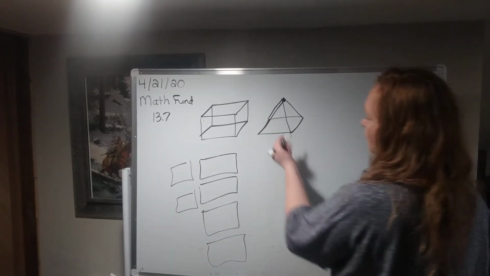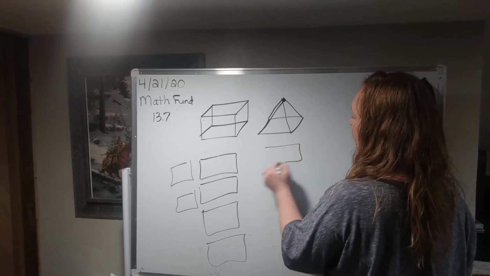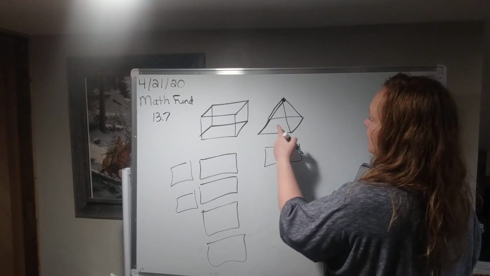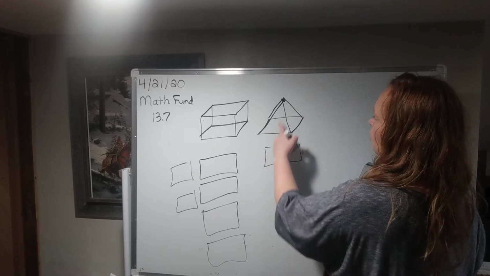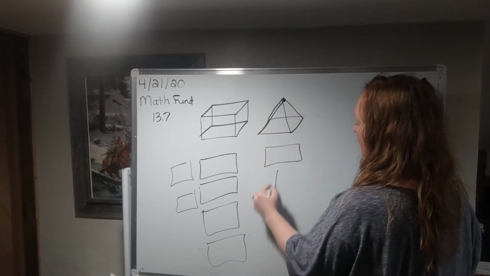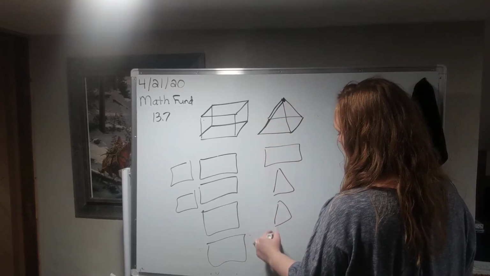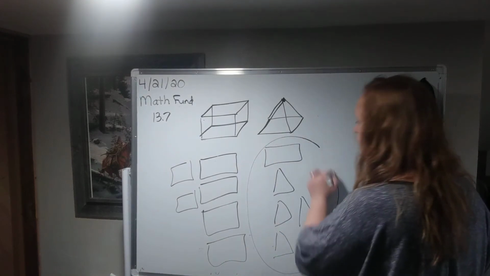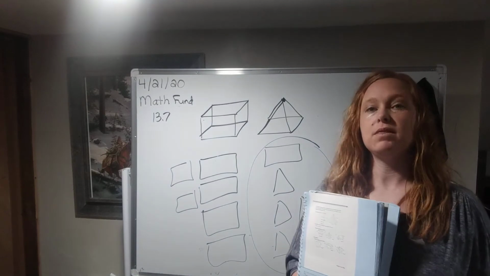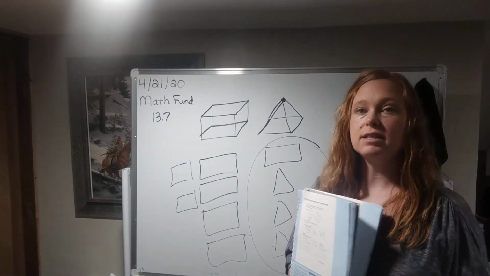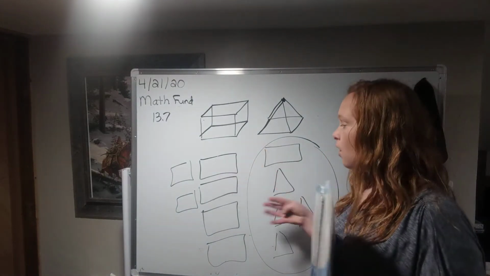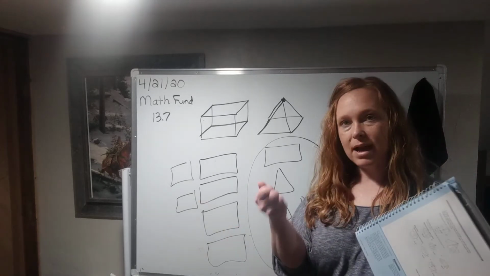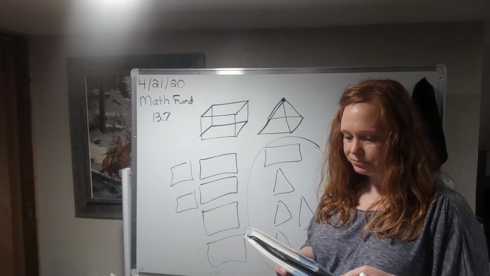Okay? If I wanted to find the surface area of this one, well, I had a rectangle for the bottom. And then how many triangles do I have? 1, 2, 3, 4. I have 4 triangles. And I would need to find the area of those 4 triangles. Then I would add all the areas together, and that would give me the surface area. So the surface area is the total of all the shapes' areas combined and added together.